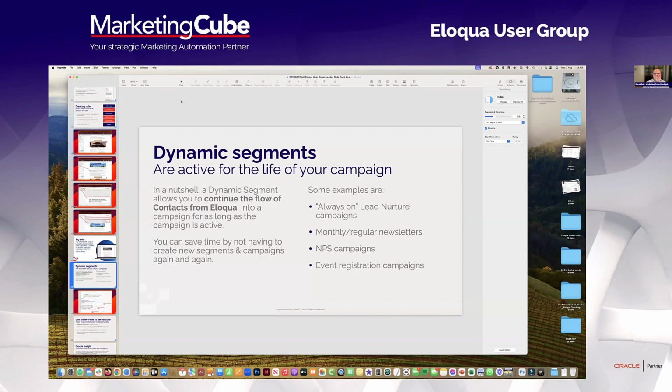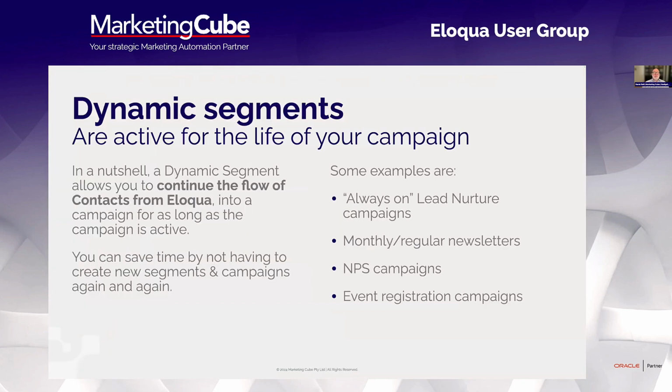Okay. Now, the next one is dynamic segments. So what is a dynamic segment? Essentially, a dynamic segment enables you to have a segment active for the period of your campaign. So if your campaign is running for 3 months, then you'll initially create an audience and maybe use filters, or hopefully use filters to do that. Then you'll drop it on the campaign and there may be 600 people in there. You hit activate, and 600 people then start to move through the campaign.